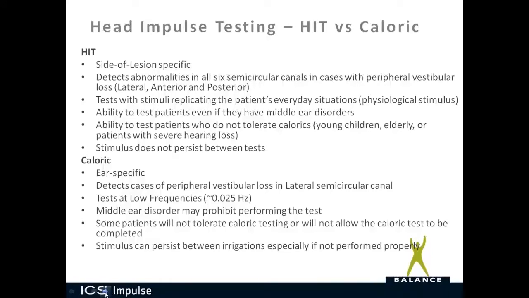Caloric is ear specific. The head impulse test detects abnormalities in all 6 semicircular canals in cases with peripheral vestibular loss. So it can look at the lateral canals, the anterior canals, and the posterior canals, and each one of those canals independently. The caloric detects cases of peripheral vestibular loss in the lateral semicircular canal. So it can only look at the lateral canals, whereas head impulse can look at all 6.